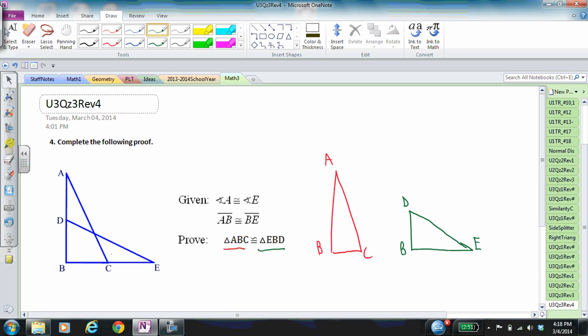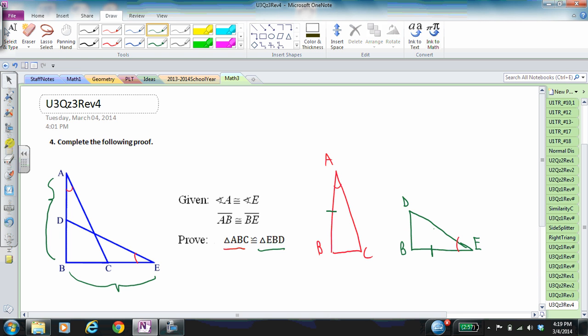So now we can go mark the given information. So angle A is congruent to angle E. First, I'll mark that here. But also, I want to mark that over here. Angle A is congruent to angle E. Then AB is congruent to BE. So AB, this whole segment, is congruent to BE. This whole segment. So I'll mark that that way. It's easier to see over here. AB and BE are congruent.